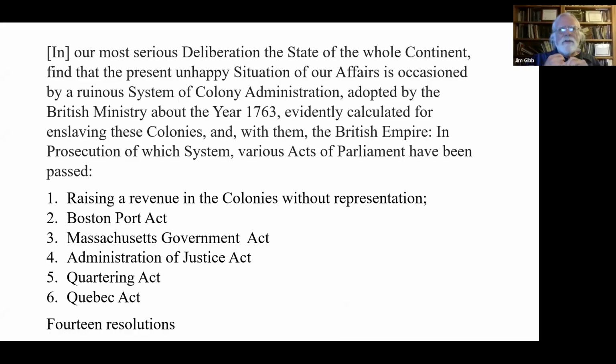But here they're saying, Your Majesty, your ministers have been screwing this up for the past 10 years. And they're trying to enslave us and by extension, the entire British Empire, because laws of Great Britain applied to the entire empire, not just to the North American colonies. So they saw this infringement of their liberty as also affecting their fellow subjects back in Great Britain.